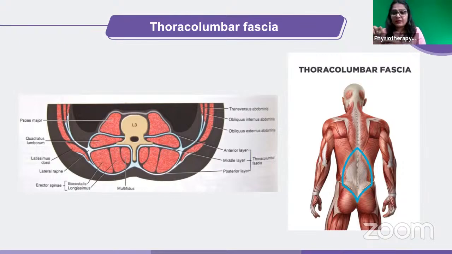So quadratus lumborum is present between your anterior and middle layers of the thoracolumbar fascia. Okay. Between your middle and posterior layers, you have 3 muscles: multifidus, iliocostalis, and longissimus. So erector spinae, we are also going to study because it is present posterior to your vertebral column. Okay, this is the vertebral column, right? This is the vertebra. Anterolateral to that will become your core muscles, or anterior abdominal wall muscles. Posterior to your vertebrae will become your back muscles.